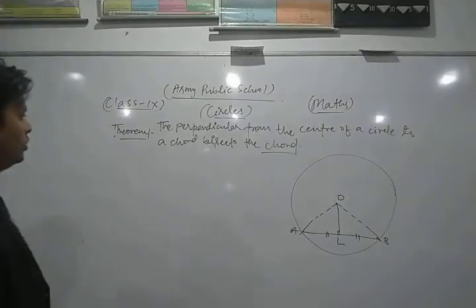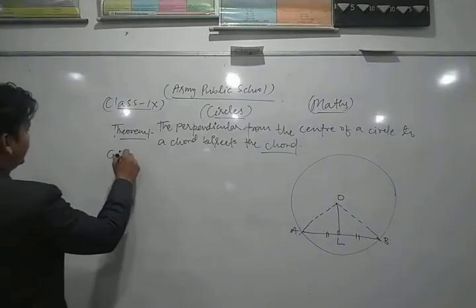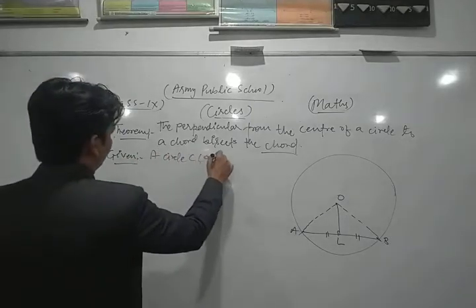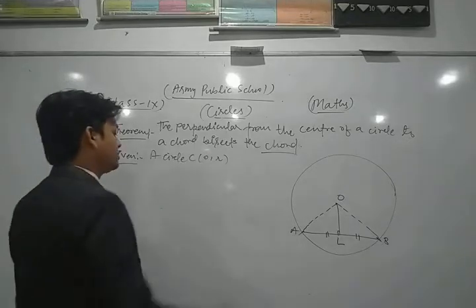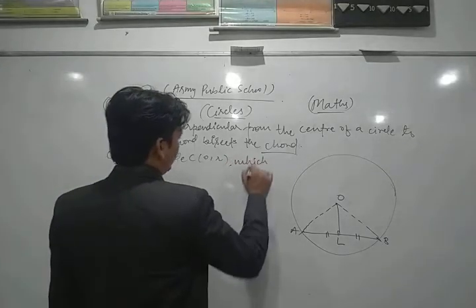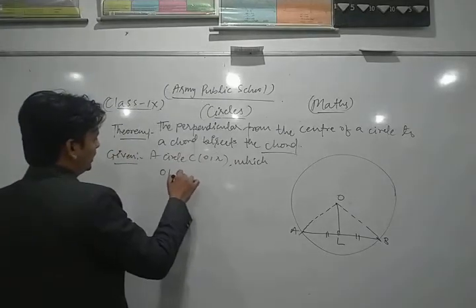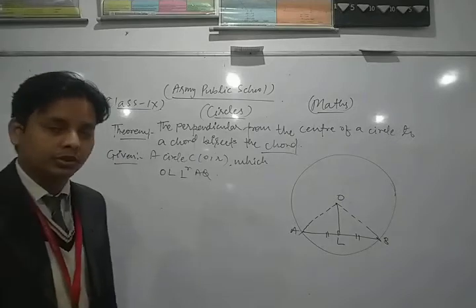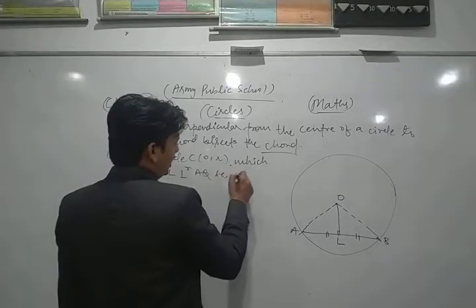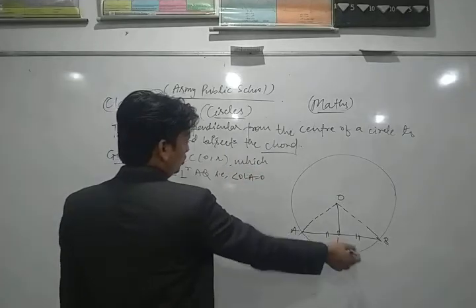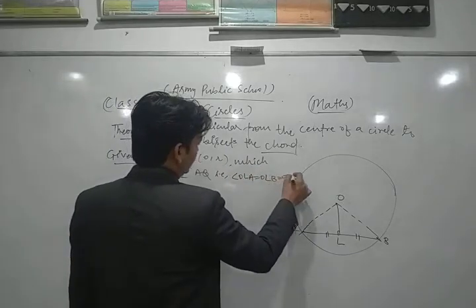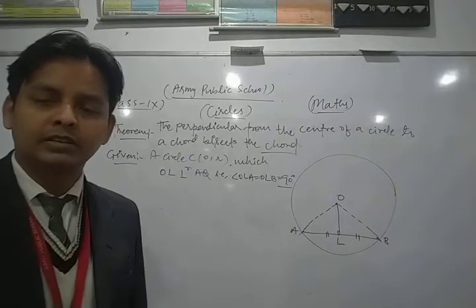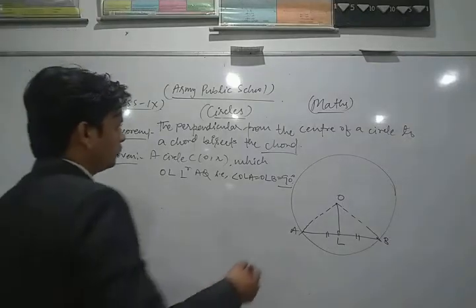Okay. Now let's see. First of all, we write given. In given, we write: a circle C with center O and radius R, in which OL is perpendicular to AB. It is given in our question. Perpendicular means angle OLA is the same as angle OLB and each equal to 90 degrees. This is the given in our theorem. Okay, we have to show it, now prove it.